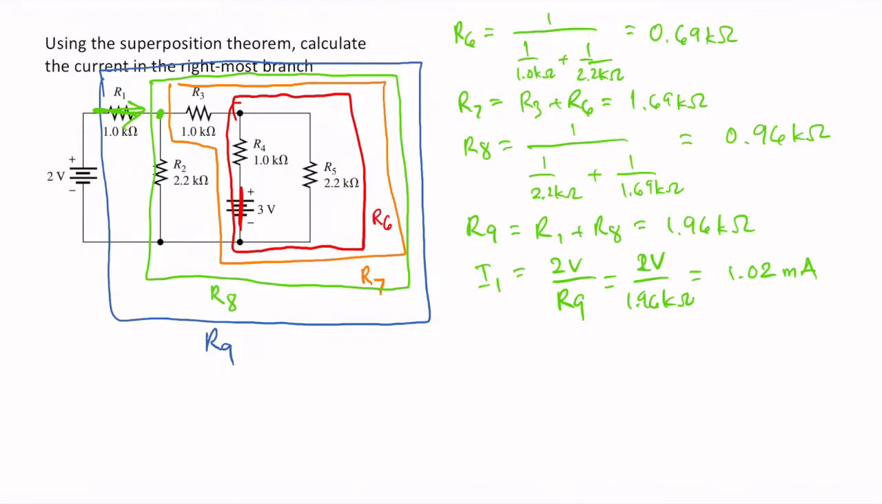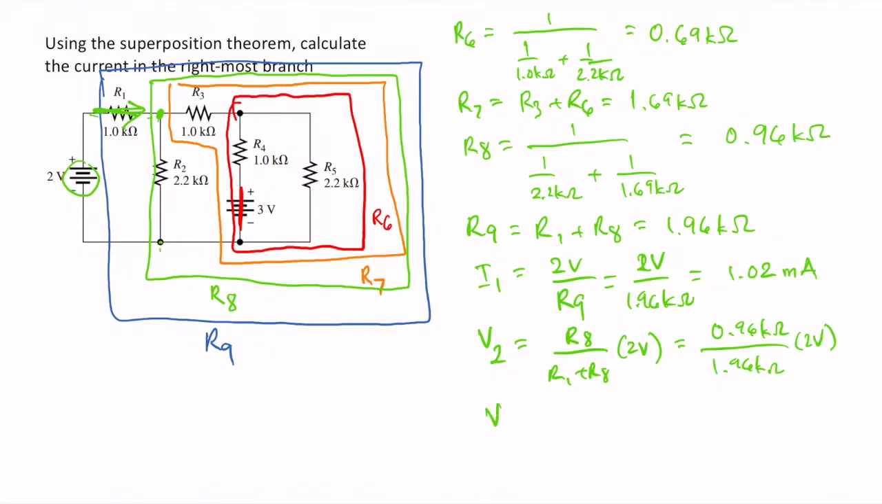To solve for the current through R2, we need to determine the voltage across R2. The voltage across R2 is V2. But we see that here's the source, here's R1, and this is V2. So that's a voltage divider equation. So that's R8 divided by R1 plus R8 times 2 volts. Replacing these values, R8 is 0.96 kilo ohms divided by R1 plus R8, which is 1.96 kilo ohms, times 2 volts. So V2 is equal to 0.98 volts.